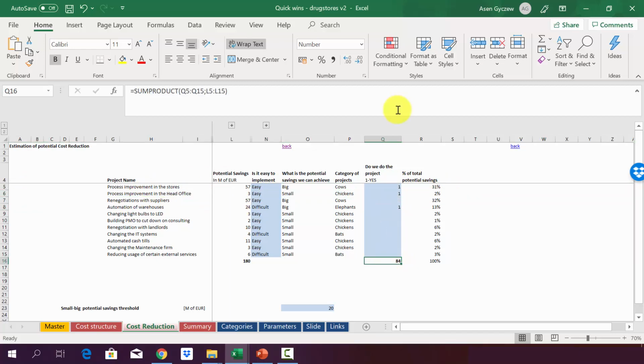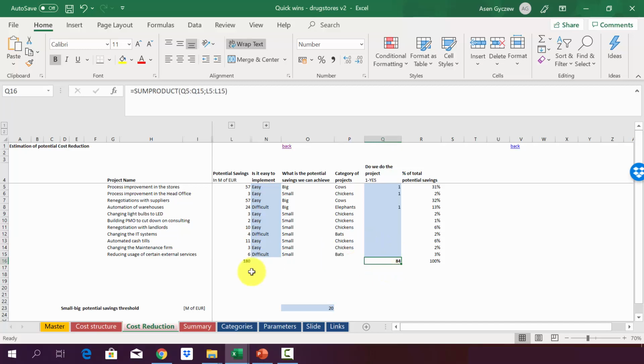In total, below in cell Q16, we've got the savings that we can achieve if we implement those 3 projects, so the ones we have decided to do. Bear in mind that we have previously estimated that all projects will generate 180 million. Here we have just selected some of them, and those 3 projects will generate 84 million.